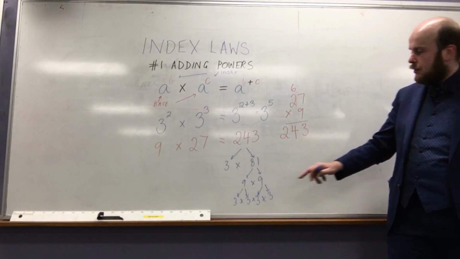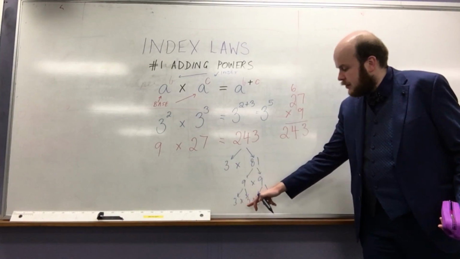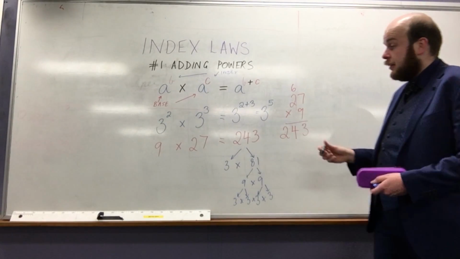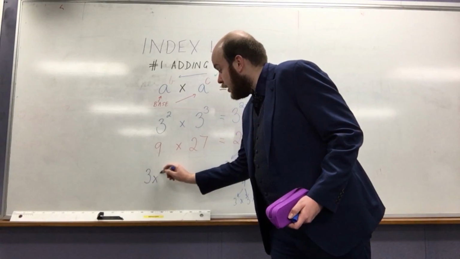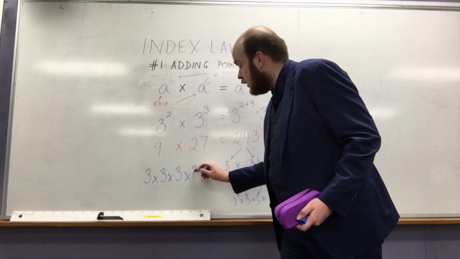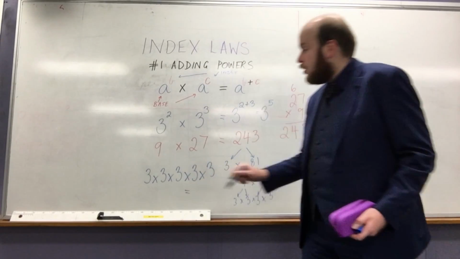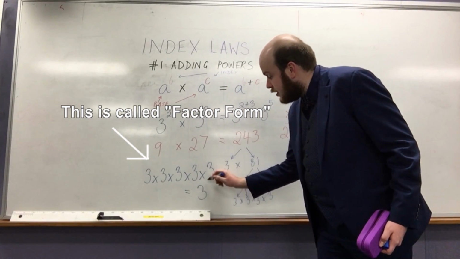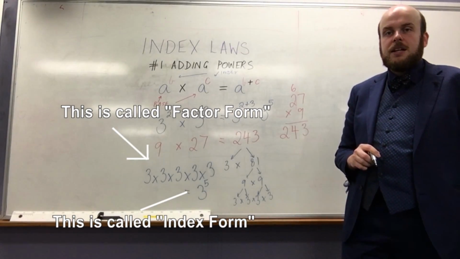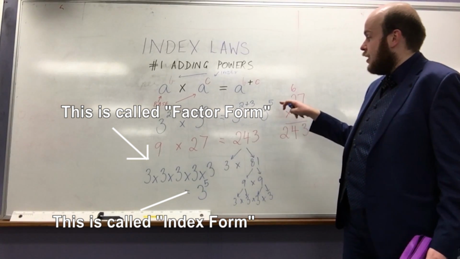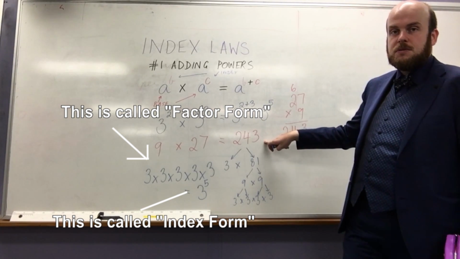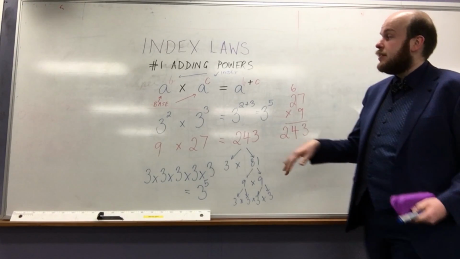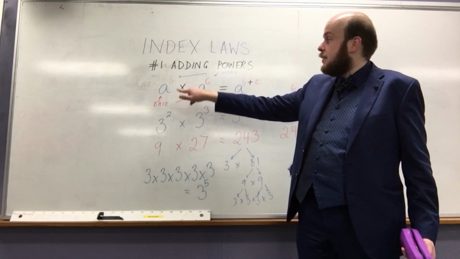So, if I look at all this, 3 times 3 times 3 times 3 times 3 is equal to 243. Well, 3 times 3 times 3 times 3 times 3 is the same as saying 3 to the power of 5. Therefore, we have proved that 3 to the power of 5 is the same as 243 by dividing out and turning into the factors. So in summary, if I have two numbers of the same base, I just add the power.